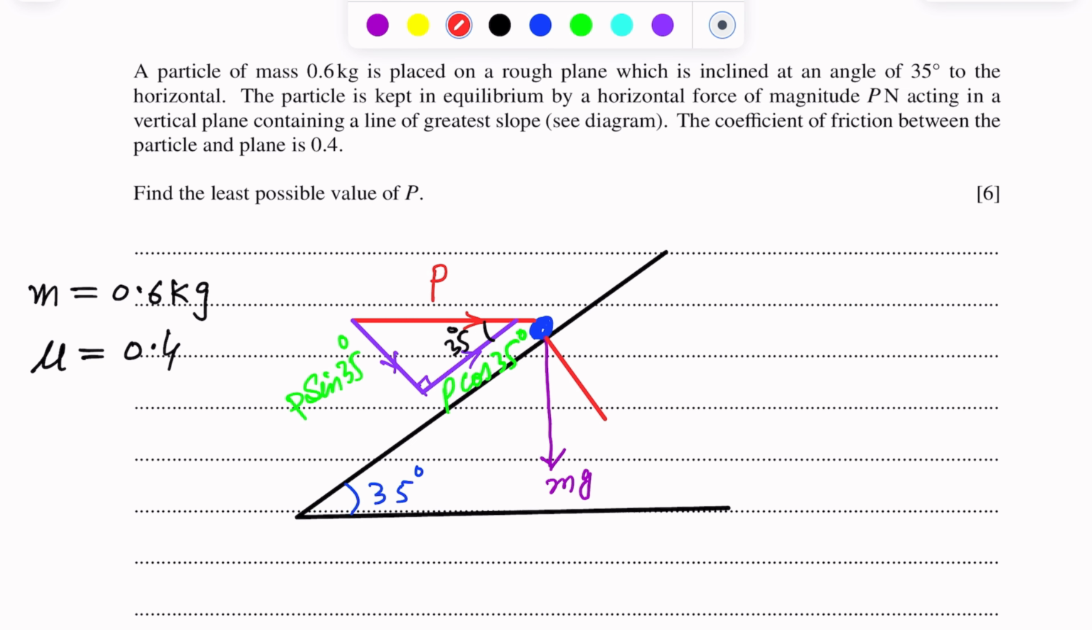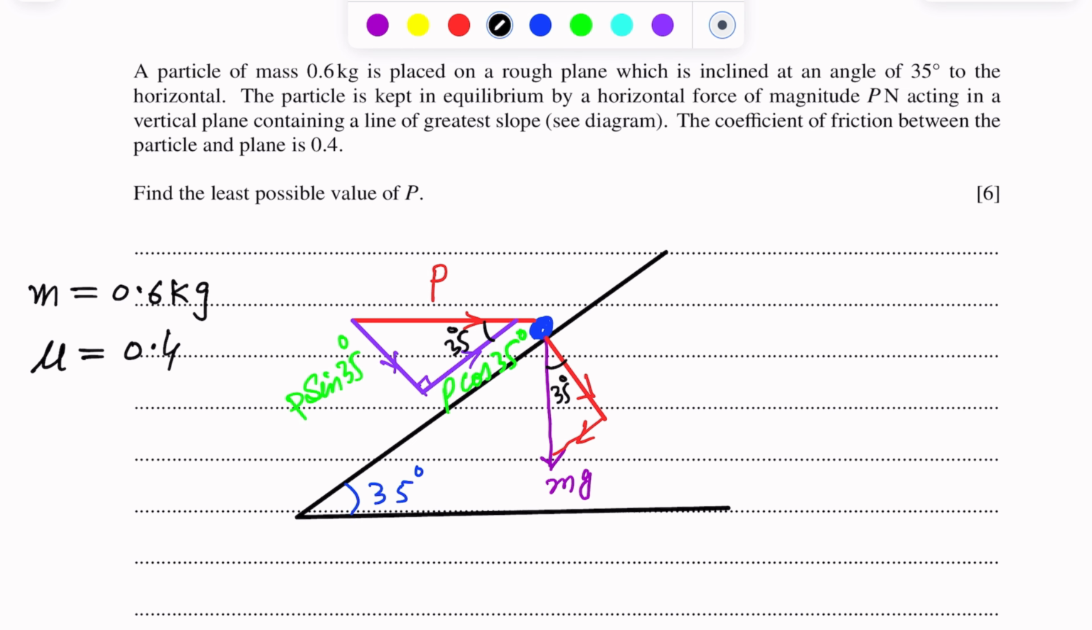This component is perpendicular to the plane. This component is along the plane. Now this angle is again 35 degree. Since, according to the angle properties, this angle is 35 degree and this angle is also 35 degree, so we will write here 35 degree.